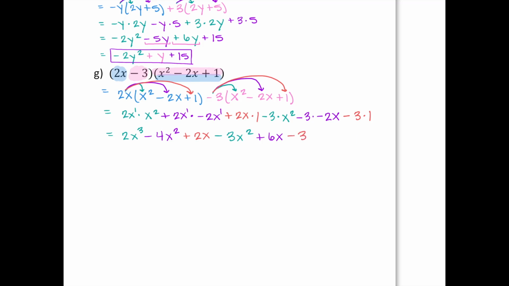Start with the highest power first. Our highest power is 3, and so that goes first. The next highest power is a power of 2 and a power of 2. And we have a negative 4x squared and a negative 3x squared. That gives us negative 7x squared. And then the next highest power is a power of 1 for these x's. So we have a positive 2x and a positive 6x for a positive 8x. And then we have that negative 3 left. So it's 2x cubed minus 7x squared plus 8x minus 3.